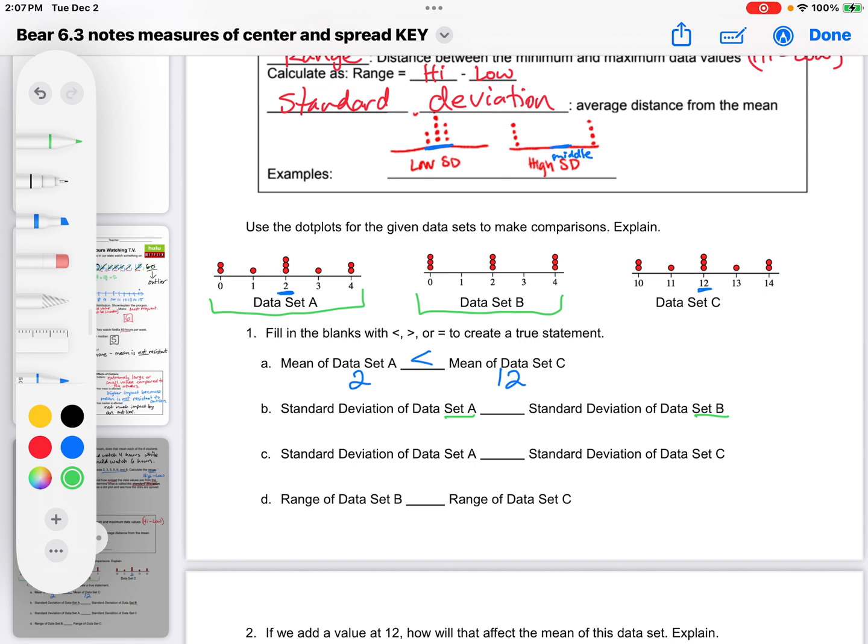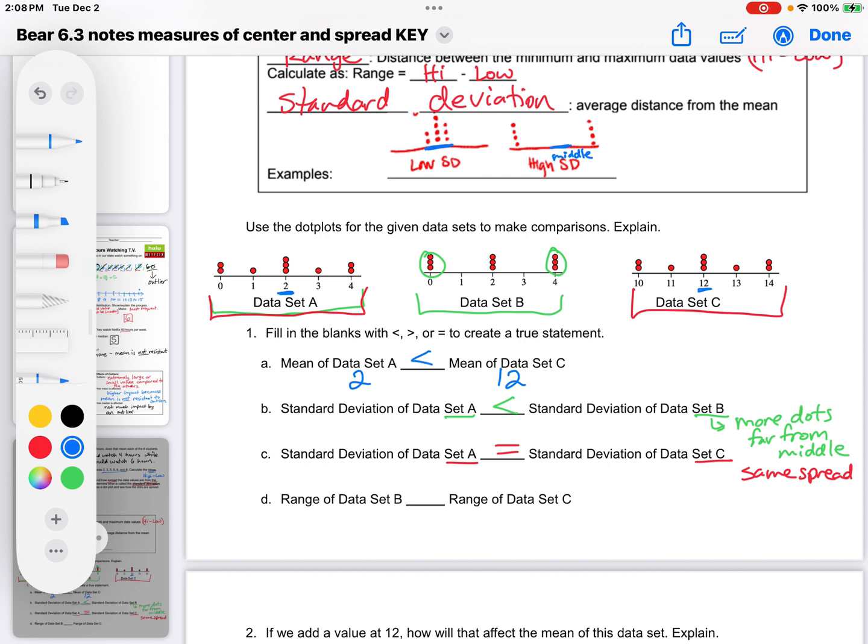On data set B, I noticed that I have more dots further away from the middle compared to data set A. So the standard deviation for data set A is less than that of data set B. And that's because data set B has more dots far from the middle. Okay? Now, going back to what I was trying to say before, when we look at data set A versus data set C, A and C have the exact same spread, which means their standard deviations are equal. Okay?